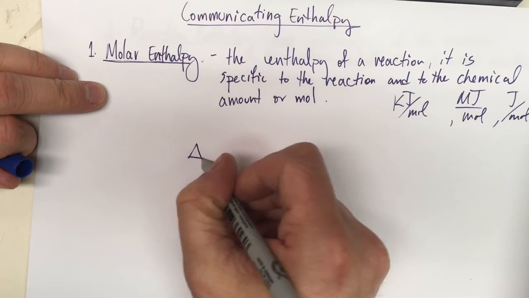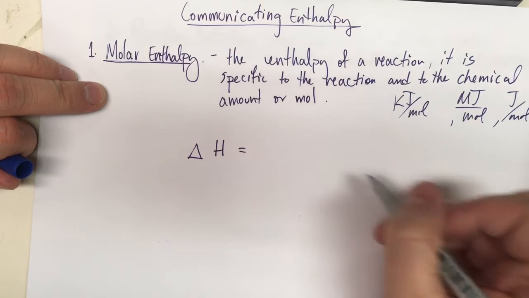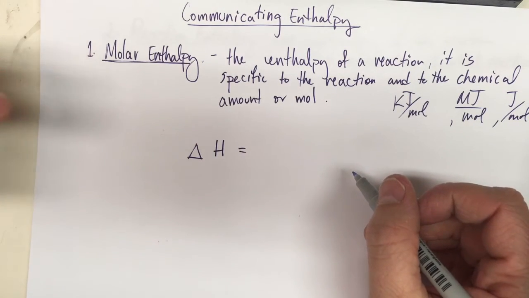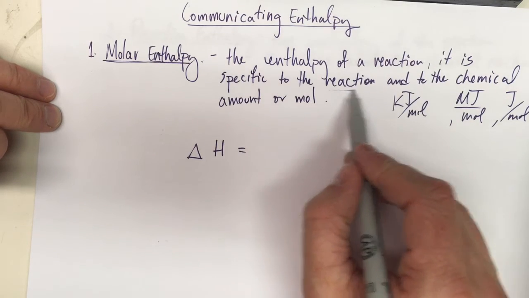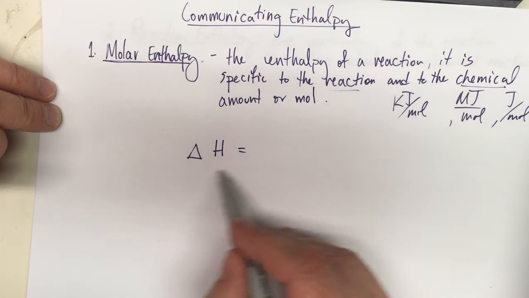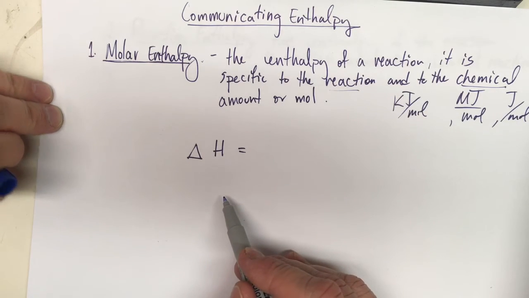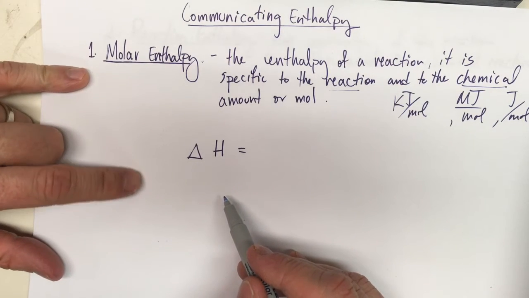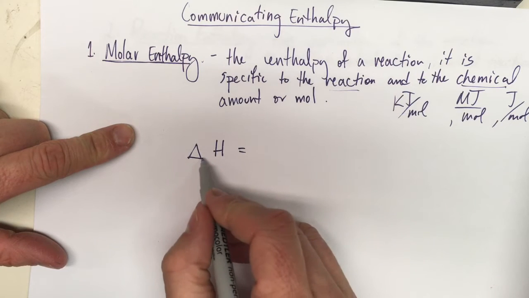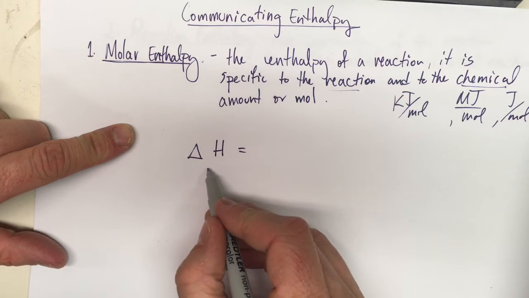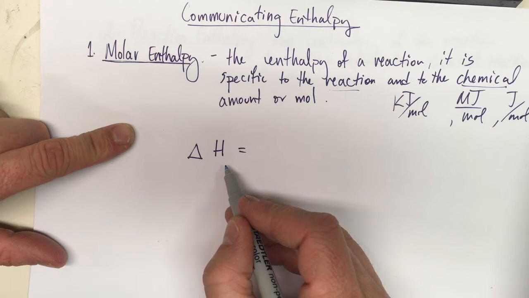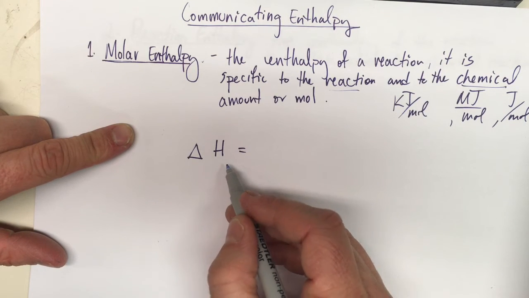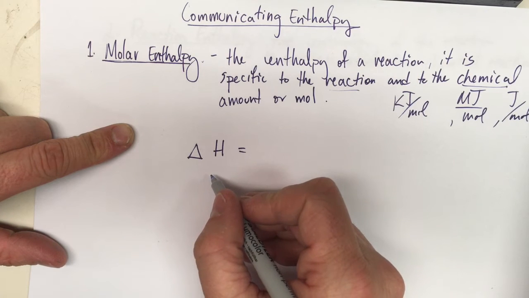And so we know that the change in enthalpy equals something. But the molar enthalpy is a specific amount of energy that is specific to both the reaction and to the chemical. And so when we're communicating molar enthalpy, we should be communicating the kind of reaction that it is. And we'll do that here by writing in the kind of reaction, and here by saying what the chemical is. So the molar enthalpy of combustion of butane is negative 2.87 megajoules per mole.